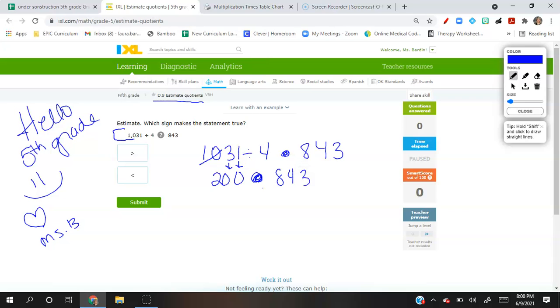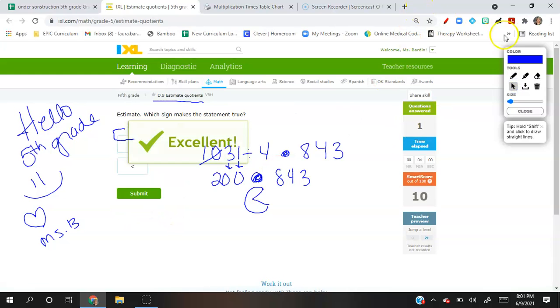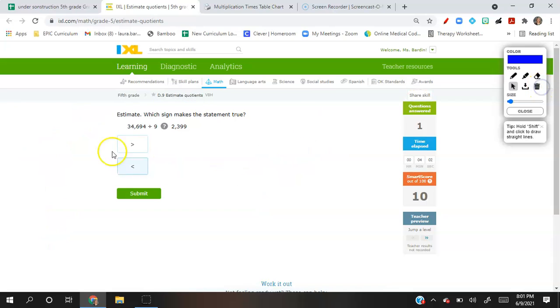Well, what do you think? The Pac-Man always eats the bigger number. So that is a less than symbol. So I will go ahead and click my less than symbol right here and click submit, and let's go to the next question. So we're going to do the same thing again.